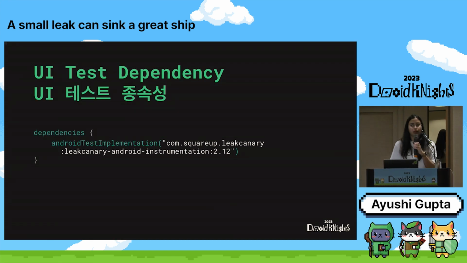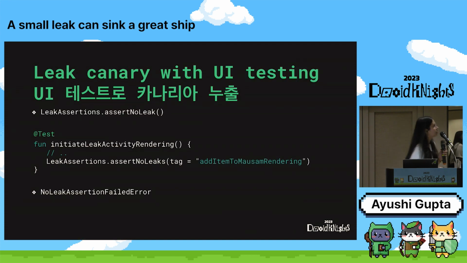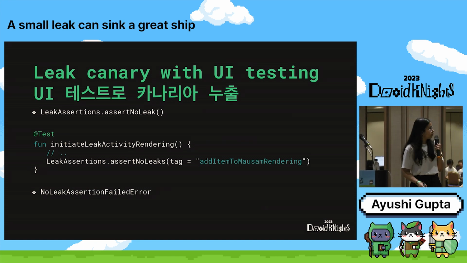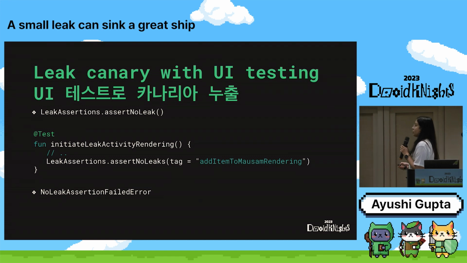Okay, so any feature development is not complete until you have added testing to it. LeakCanary even assures that. We now have test dependencies for LeakCanary 2. It has an artifact that you can use in your UI testing cycle, so that during your testing phase itself, you can detect leaks. The dependency is quite simple, as you see. To add it to our code base in the testing phase, you just need to add LeakAssertions.assertNoLeak in your test cases.